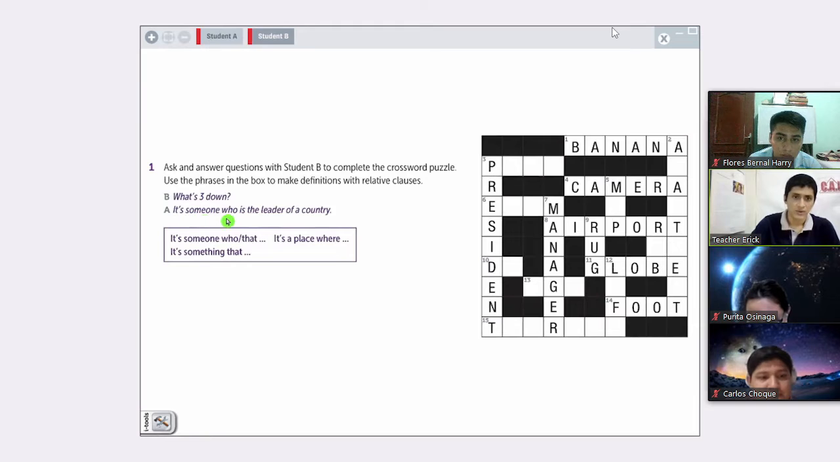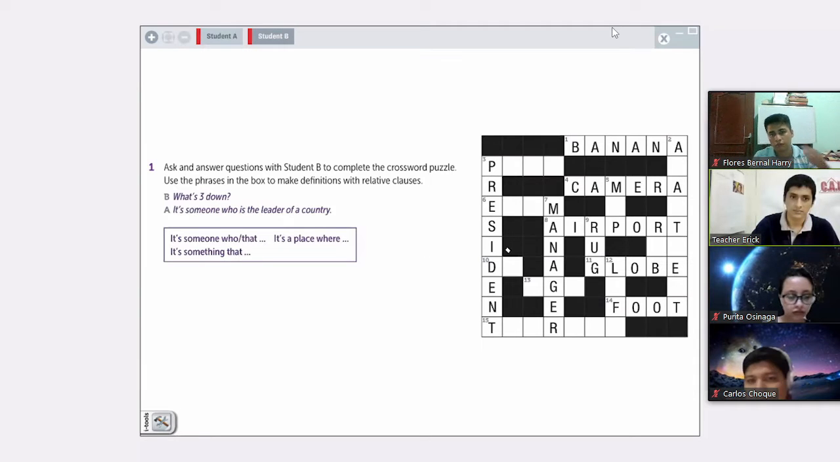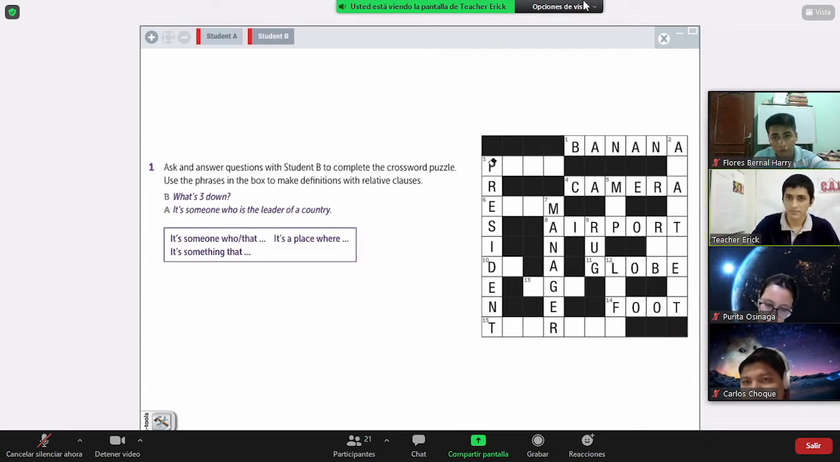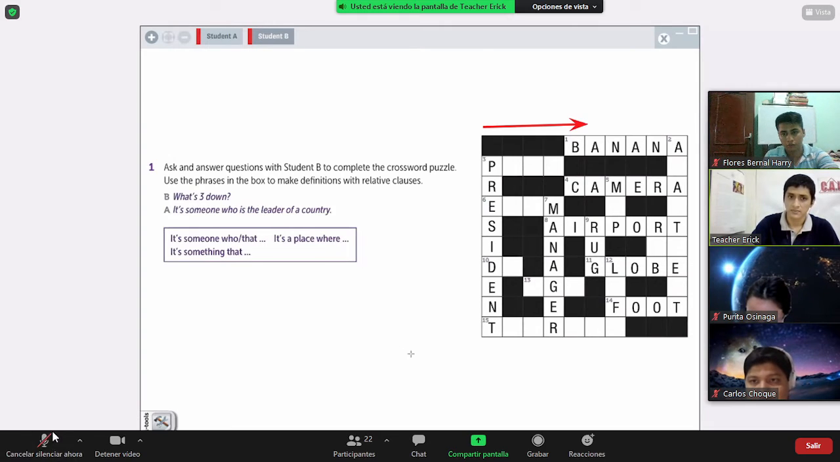It's someone who is the leader of a country. Da definición, okay? Someone who is the leader of a country. No, relative pronoun, who is the leader of a country. Y anotamos, president. ¿Cómo preguntaríamos? Ya, nos falta el 3 across, ¿no? 3 across. Okay, 3 across. So what's 3 across? ¿Qué definición darían?